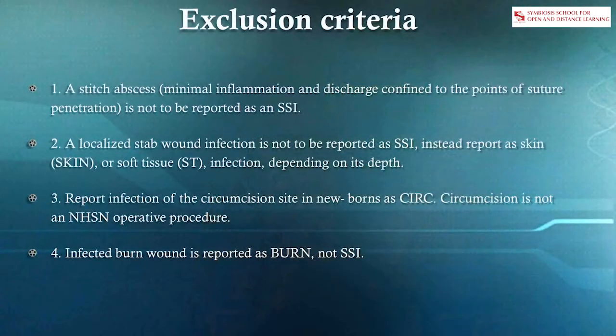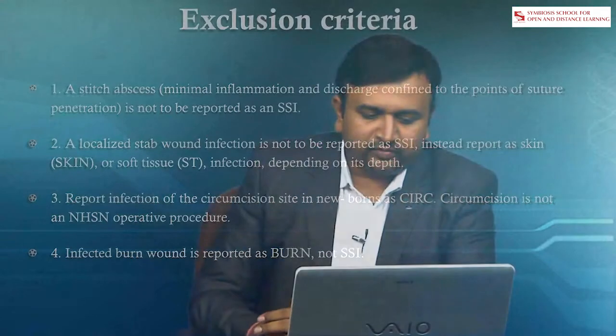So the important ones are the exclusion criteria, which should be excluded. A stitch abscess, like a patient goes for a surgery and there is just this pus collection at the insertion or exit points of the stitches, that should be excluded. And some of the surgeries like circumcisions and all, they are excluded from SSI. And a localized stab wound infection is not to be reported as an SSI, instead report as a skin or soft tissue infection depending on its depth. And infected burn wounds are reported as burns and they should not come under SSI.